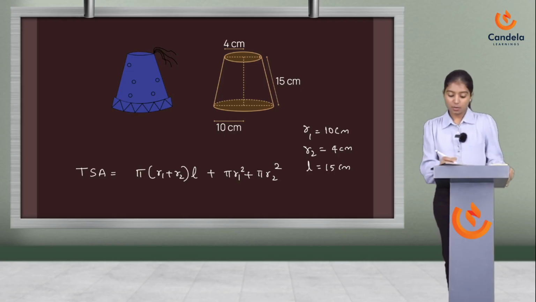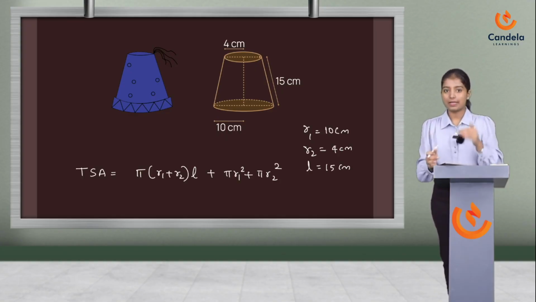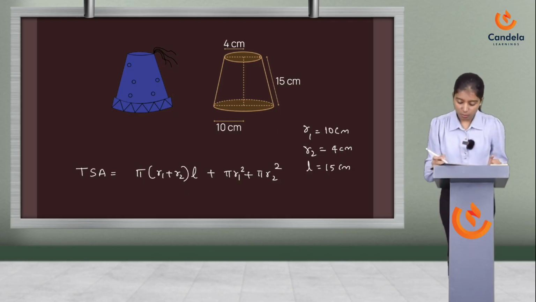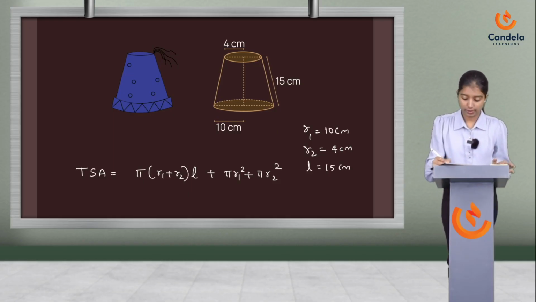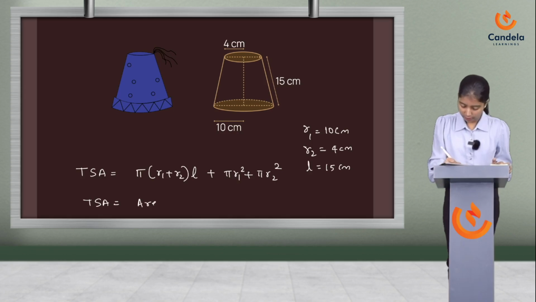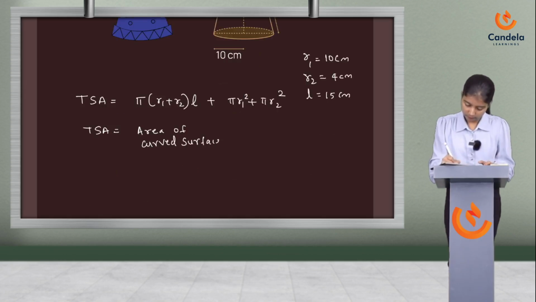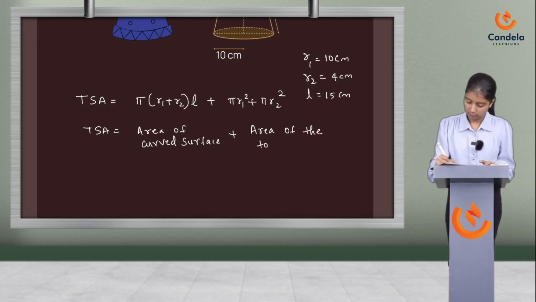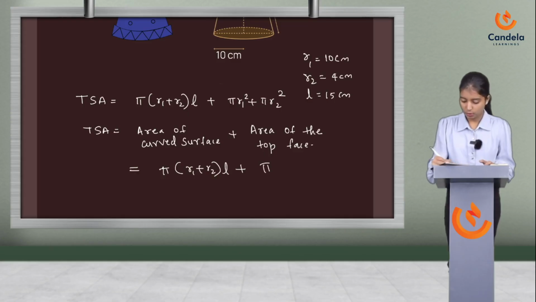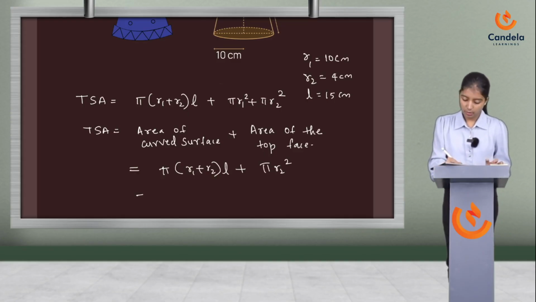So yes, that's it. So the total surface area for this particular case would be the curved surface area plus area of the top. That's it. So we don't have to consider pi R1 square. So here the total surface area is equal to area of curved surface plus area of the top face. That's it. So that is equal to pi into R1 plus R2 into L plus pi into R2 square. Yes, that's it. Now let's replace our pi by 22 by 7.